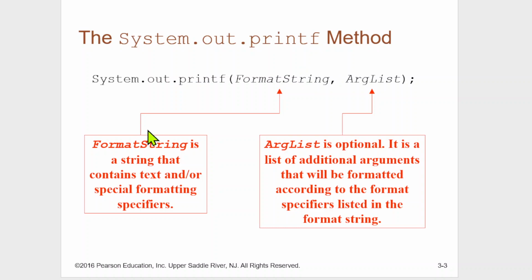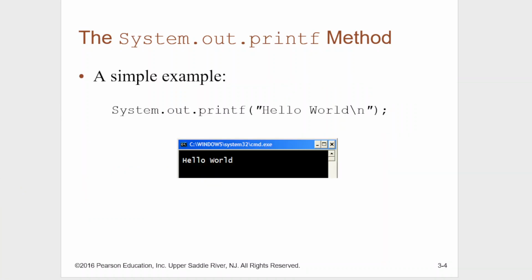The format string is the string that contains the text or special formatting specifiers. The argument list is optional. It is a list of additional arguments. They'll be formatted according to the format specifiers listed in the string. Here's a simple example. Print hello world, next line.